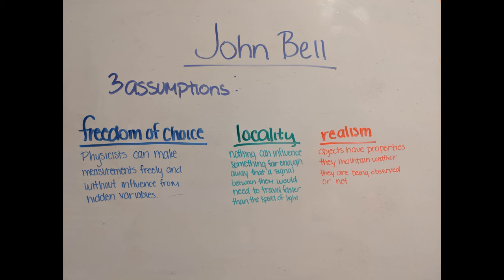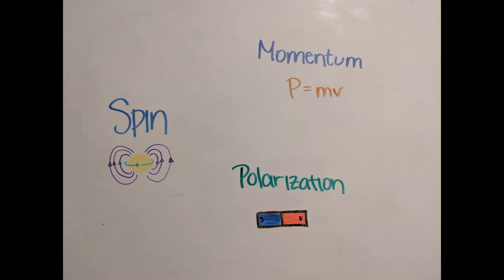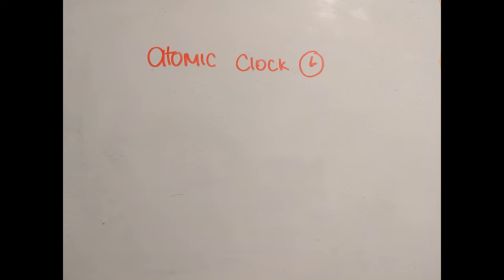Other experiments have shown physicists can measure spin, momentum, or polarization. When particles are entangled, the results of these measurements are more statistically correlated than the classical system would expect. Once we understand this better, there are tons of applications for it. A group of researchers created an atomic clock that only loses 1 second every 50 billion years.